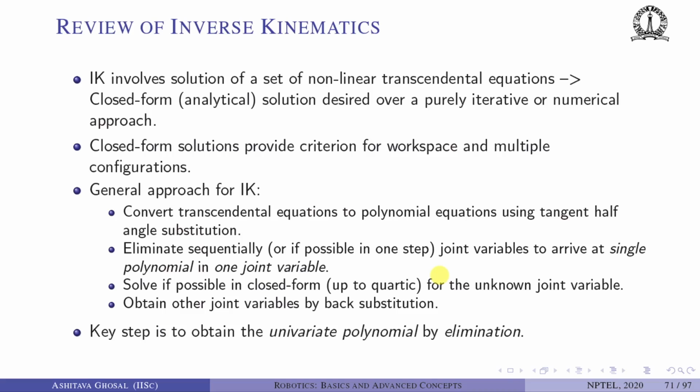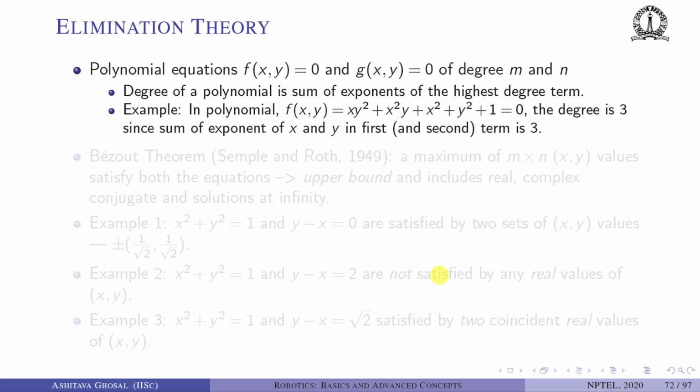So the key step is to obtain the univariate polynomial by elimination, and this is what we will see in this lecture. So let's start.